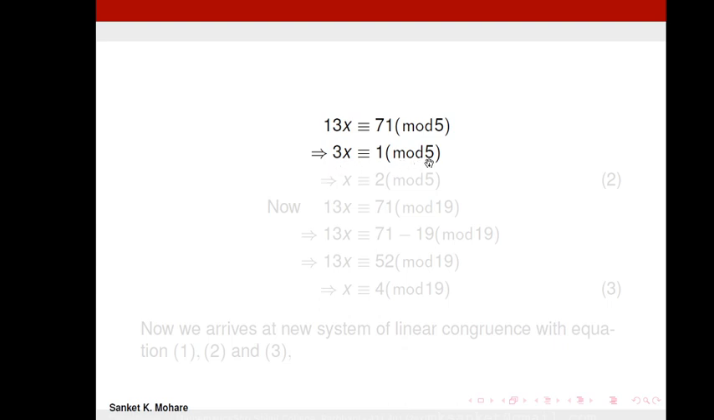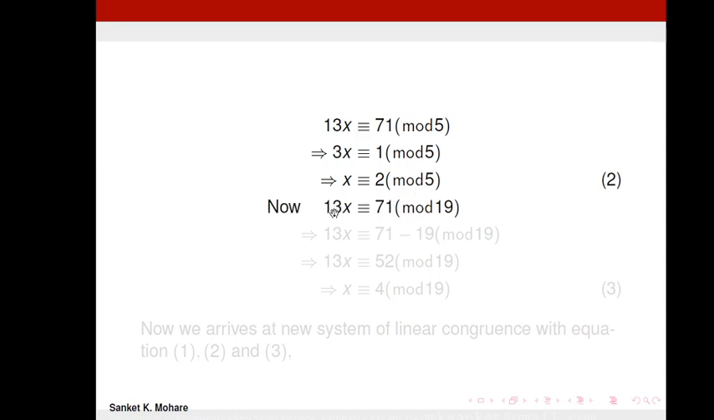3x is congruent to 1 modulo 5, which implies x is congruent to 2 modulo 5. As 3 doesn't divide 1, we add a multiple of 5 to 1. So 1 plus 5, that is 6. So 3x is congruent to 6 modulo 5. This implies x is congruent to 2 modulo 5.